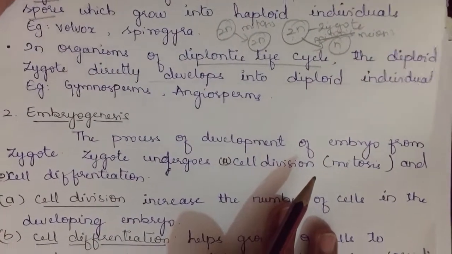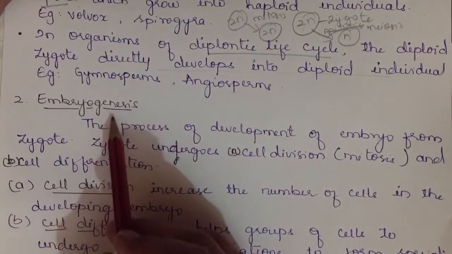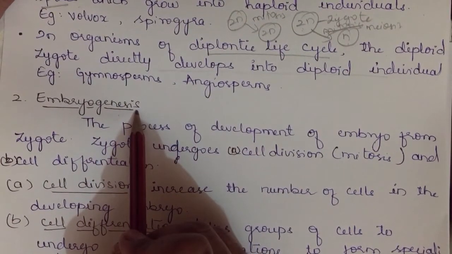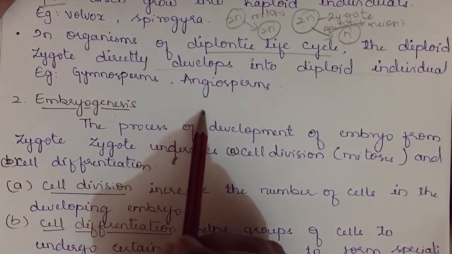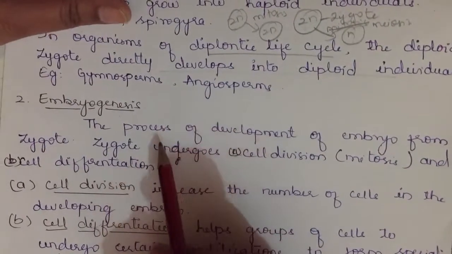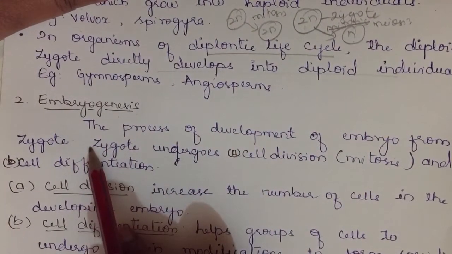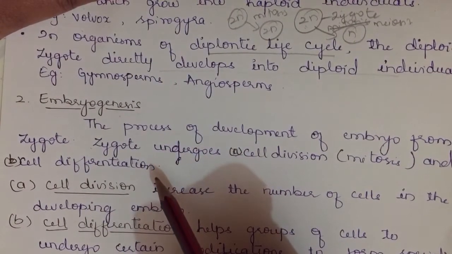Next we have the second stage in post-fertilization events. It is embryogenesis. In the easiest terms, the process of formation of embryo we call embryogenesis. The process of development of embryo from zygote is called embryogenesis. Either you can write this or that, whichever is convenient for you.